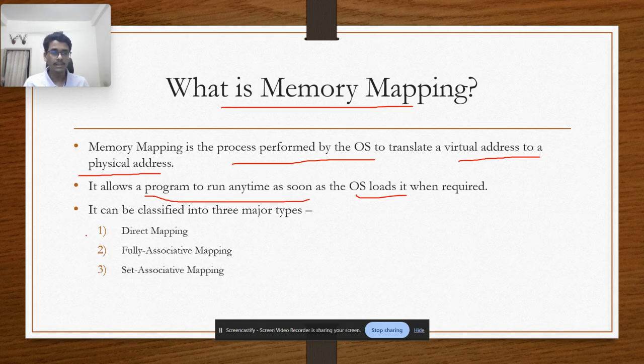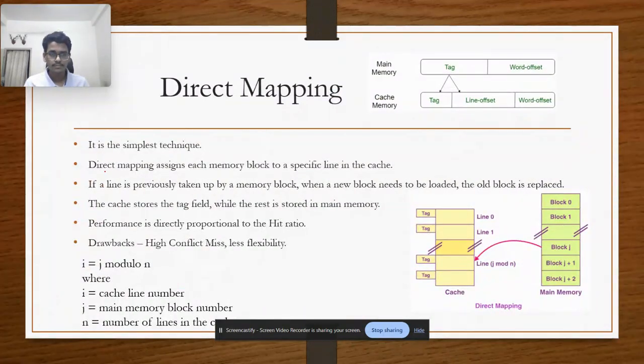Memory mapping is classified into three types: direct mapping, fully associative mapping, and set associative mapping. Now let's have a look at direct mapping. It is the simplest form of mapping in which the block of main memory is assigned to a block in the cache memory, also known as the cache line. And if the cache line is already filled with some previous data, the newer block will override, or we can say it will replace that data.